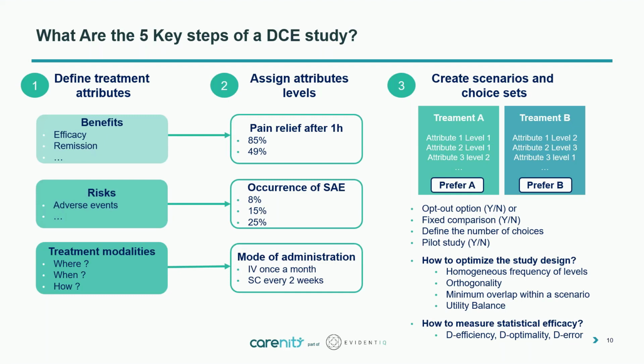It's what we call level balance. Two scenarios that appear together in a choice set should rarely have the same attribute level. It's what we call the minimal overlap. The fourth criteria is utility balance.